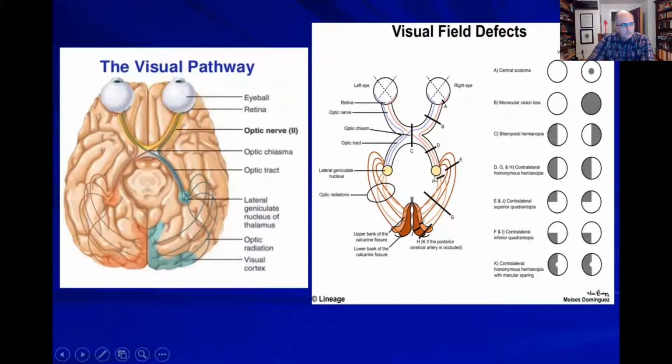F is meant to represent a lesion in the optic radiations as they swing up into the parietal lobe. And so F gives you this sort of visual field defect where you have an inferior quadrantanopsia on the contralateral side. So anyway, make sure you know these pathways very well. It can go a long ways in helping you localize lesions after examining patients.